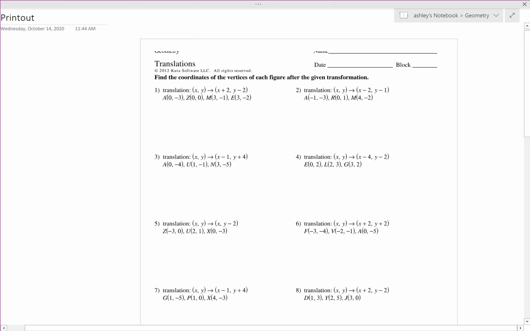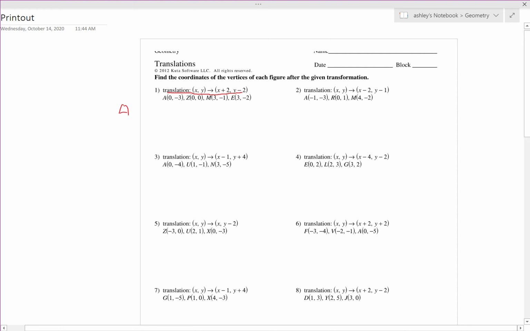So what this first line is telling us is I want to take my points x and y. This little arrow represents the vector that we talked about last week. And I want to move them, or slide them, or translate them by adding 2 to my x value and subtracting 2 from my y value. That's what that first line is telling you. So I do this for every single point.